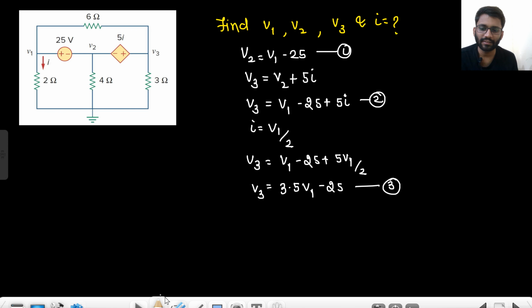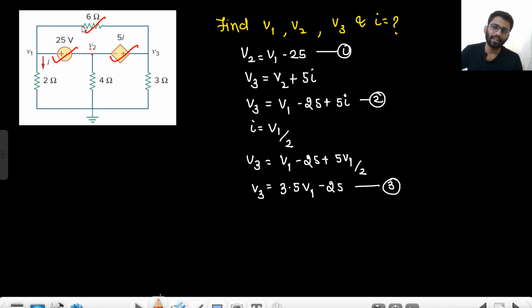So what are the common branches? Between V1 and V2, this is the common branch. Between V1 and V3, this is the common branch. Between V2 and V3, this is the common branch. Because V3 can also be written in terms of V2, and also it can be written in terms of V1 as well.